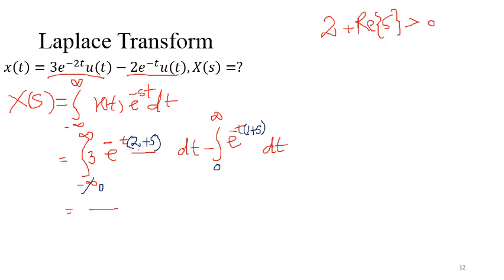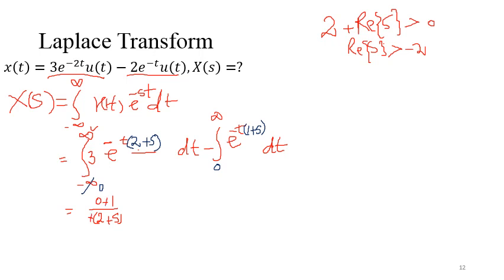So that means real of s should be greater than minus 2. This is for the first part, right? So I write here minus, and we have 2 plus s, and integration of this. When I put the upper limit infinity in place of t, I get e power minus infinity, and e power minus infinity is in fact 0. Similarly, when I put 0 here, e power 0 is 1, so I have minus 1.